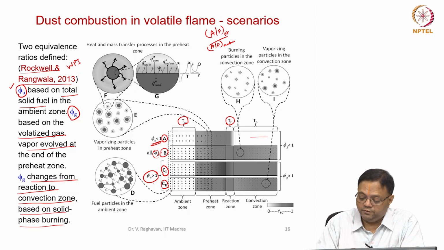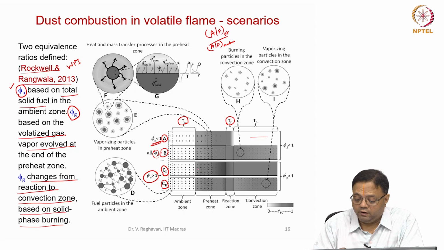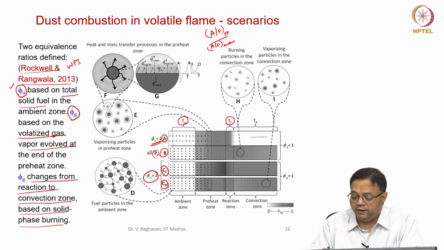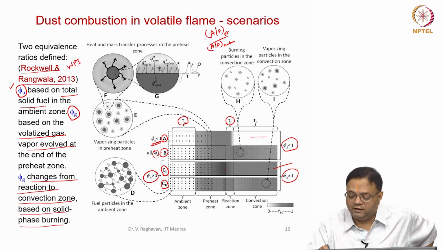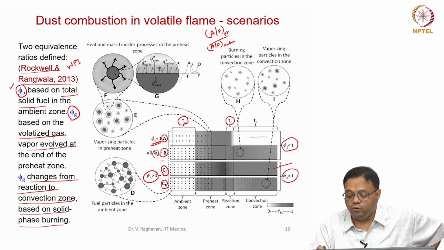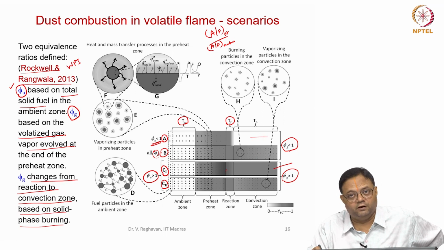Now, if you go to rich, what happens? The heat transfer may be such that all the particles are pyrolyzed when it reaches this, but the equivalence ratio in the convection zone is greater than 1. But in these two cases, you can see that the gas equivalence ratio is less than 1. Here there is no gas at all coming, everything is done, only hot gas comes out. In this case, some particles are there, but the gas equivalence ratio is lean. That means more oxygen is available for this to burn.